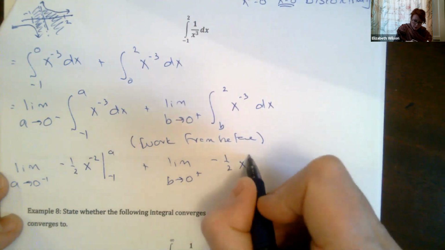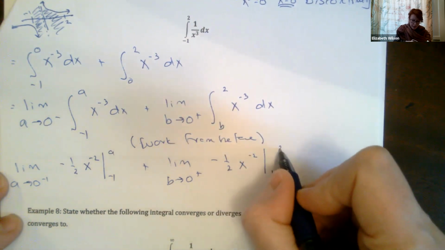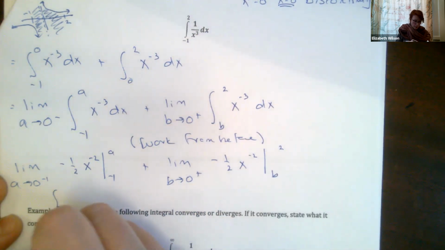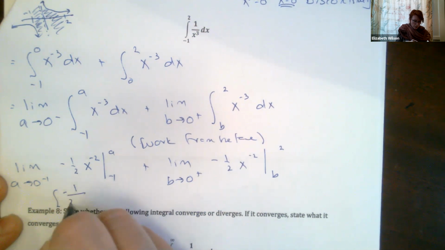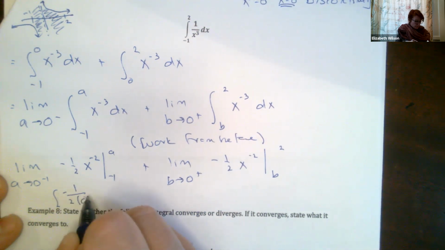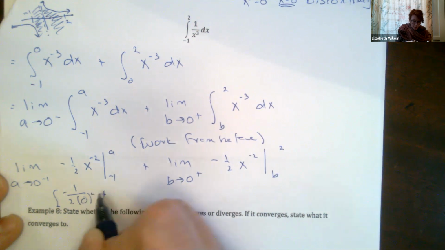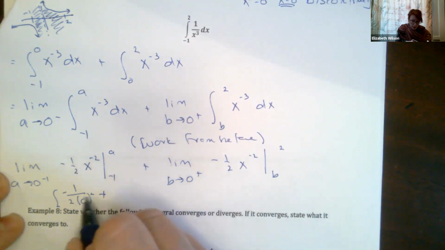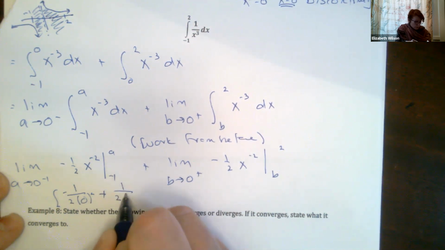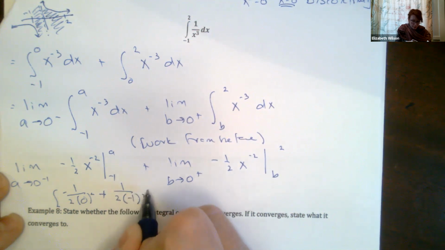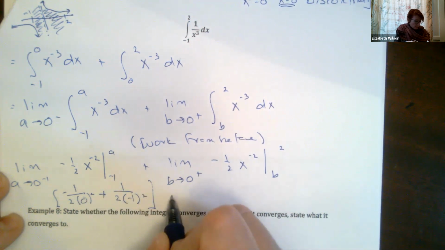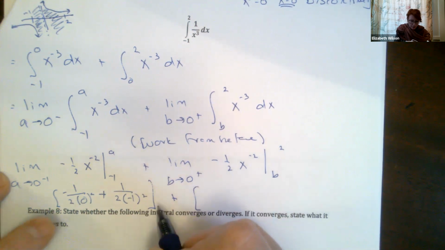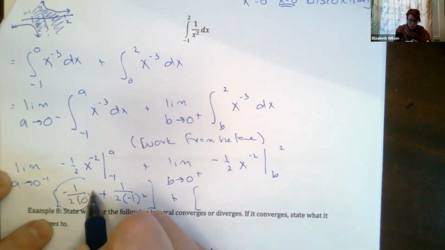-1/2 x^-2 from b to 2. And now basically what happens is I've got -1/2 to 0, a 0 squared, plus this is -1/2 to -1 squared, right? This is the problem we're having a problem with. I'll write it all out, even though already I can see this is gonna bomb out.